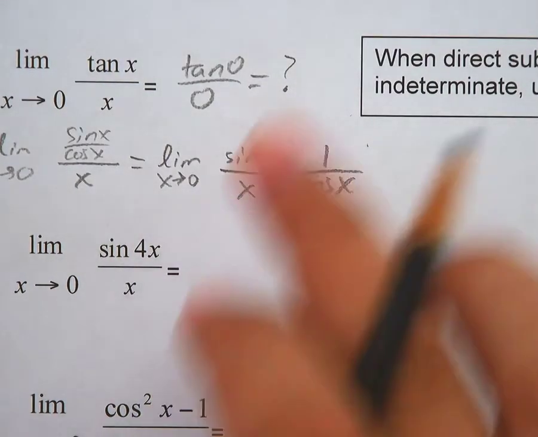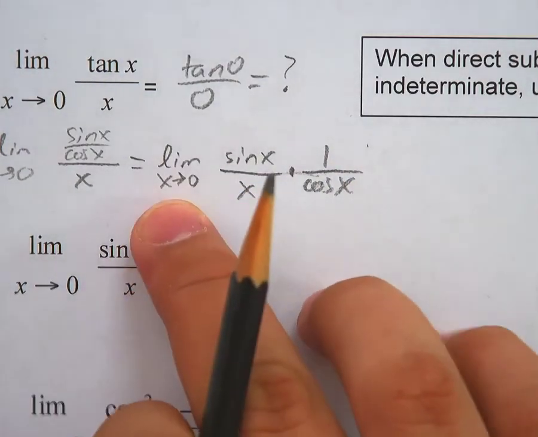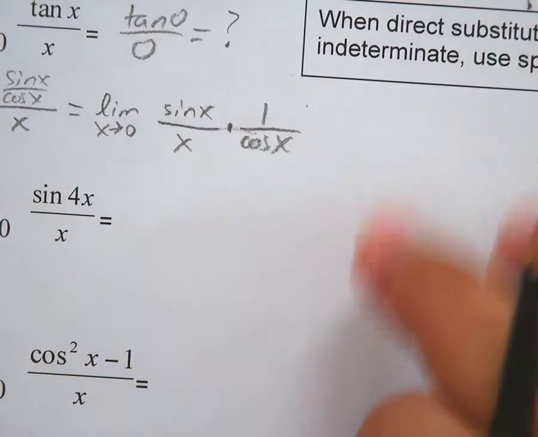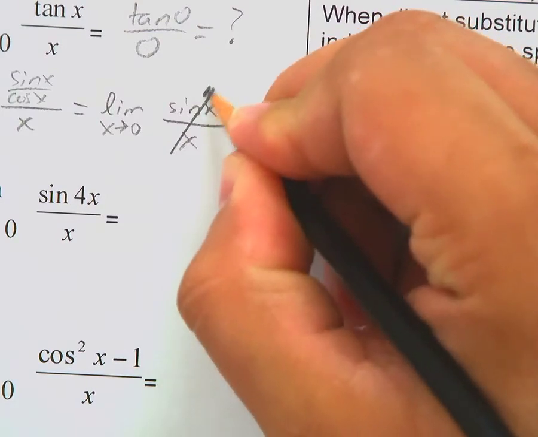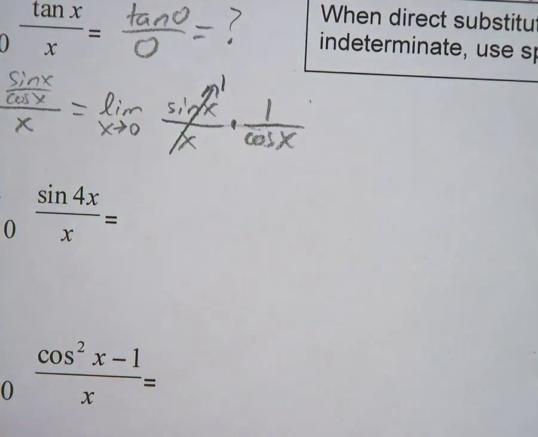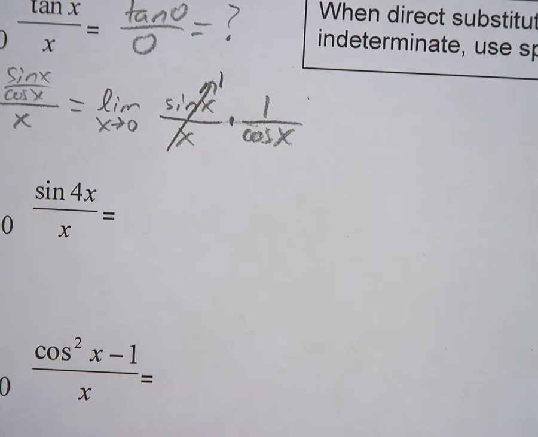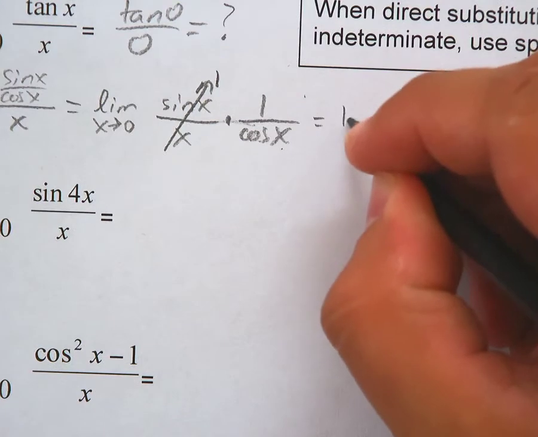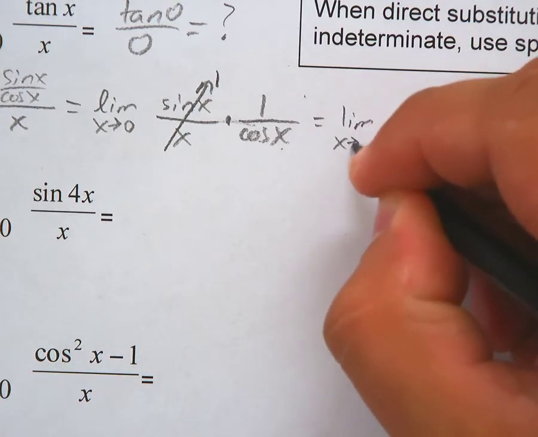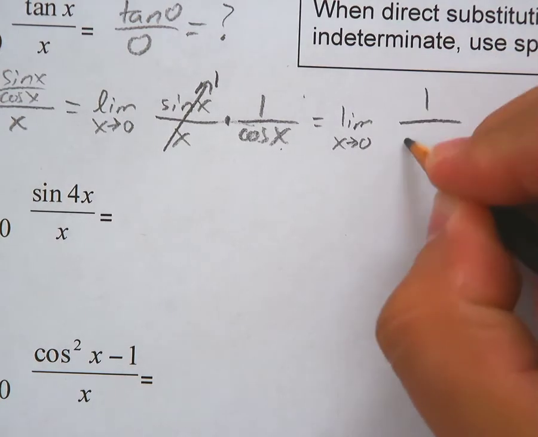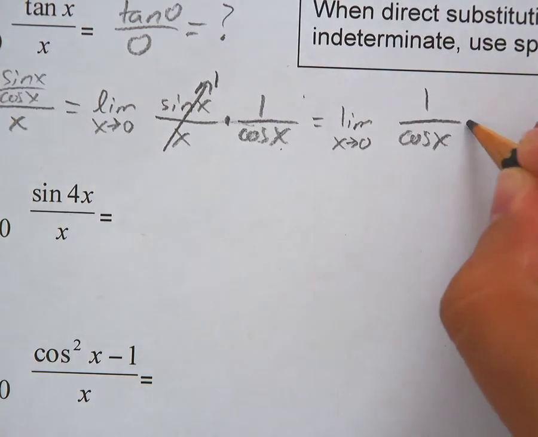Now you know from up there that the limit as x approaches 0 of sine x over x goes to 1. So that's 1 times this. So here we are, the limit as x approaches 0, 1 times all this is just going to be 1 over cosine of x.